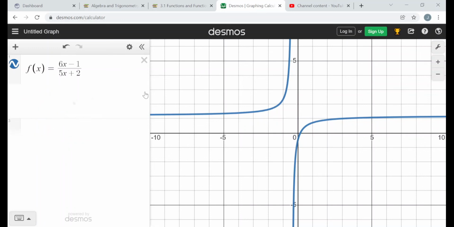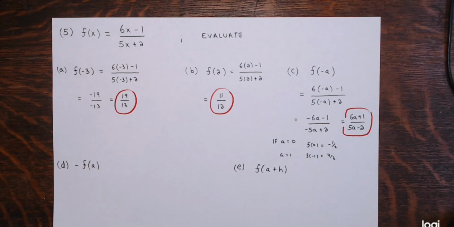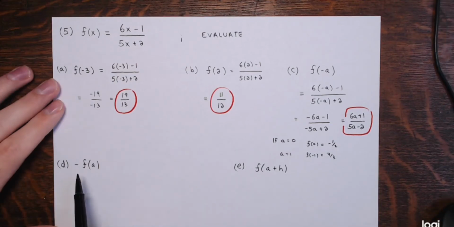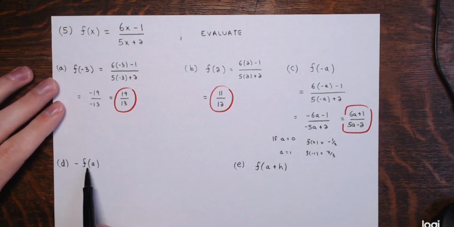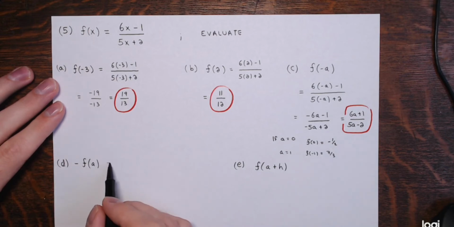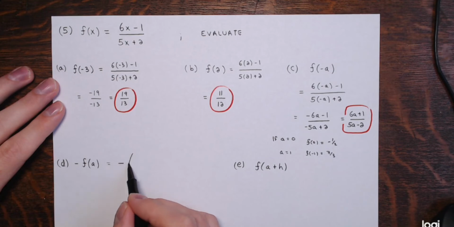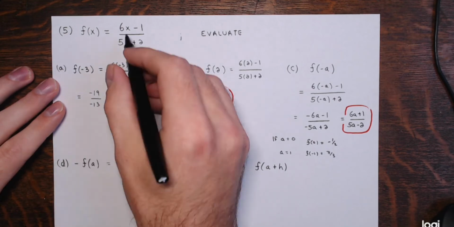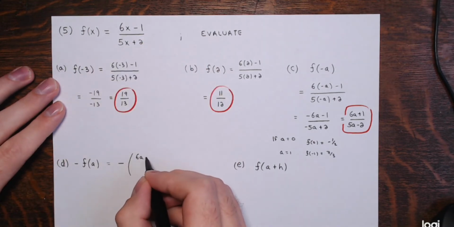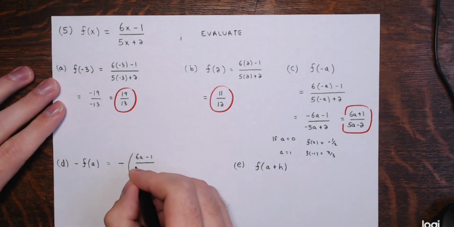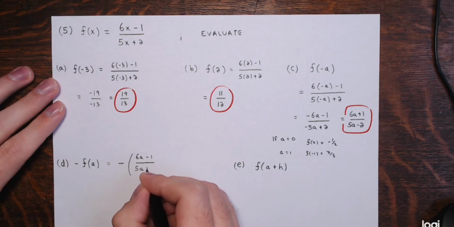All right. Now the next one actually changes the function a little bit. Just like in part D of number 4, for number 5 here, same thing. I've got this negative on the outside, and it changes it. It's not just function f now. Now it's the opposite of function f, and function f has the input of a. So this is the opposite of f of a, I just replace x with a. So you have 6a minus 1 in the numerator, 5a plus 2 in the denominator.